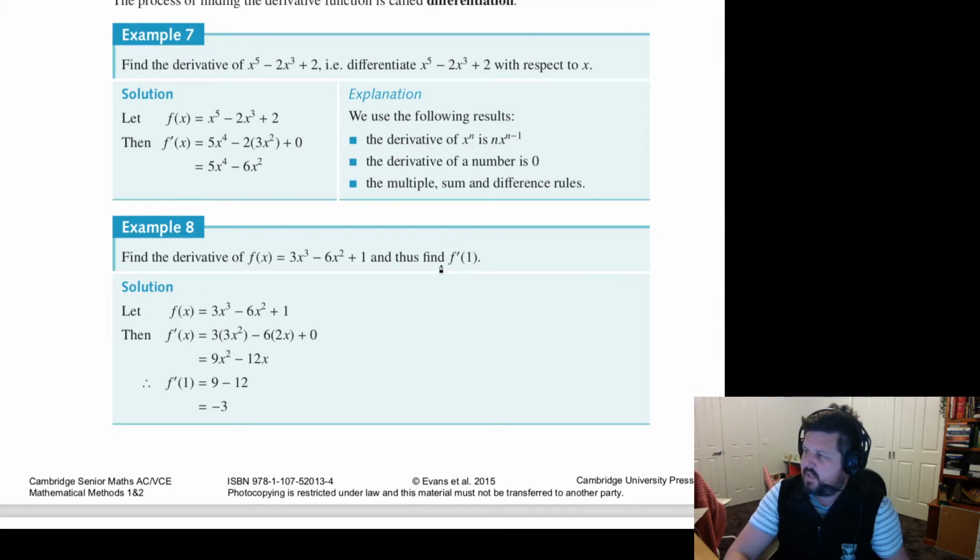Second part of this question was saying, hey, find out what happens when we put 1 into the derivative. We can do that by putting a 1 where the x is. 9 times 1 squared is 9. Take away 12 times 1, which is just negative 12 there. 9 take away 12 is negative 3. Happy days. We should be able to move on to the next question.